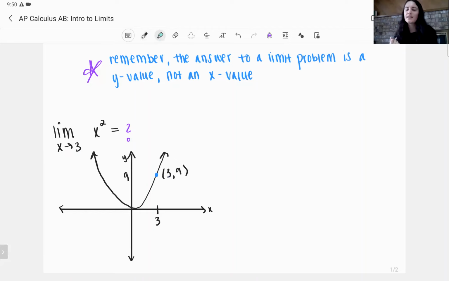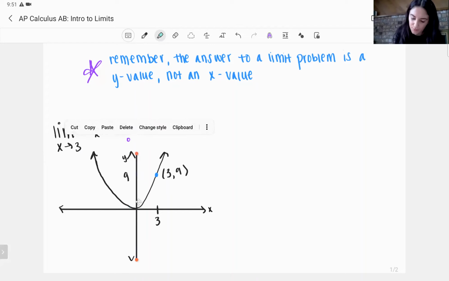Okay, and so now let's think. They're asking us to find the limit. What does it mean to find the limit? Well, they want to know, as the x values get really, really close to 3, what do the y values get close to? So if I take my function and I start, oops, that's not what I want to do.